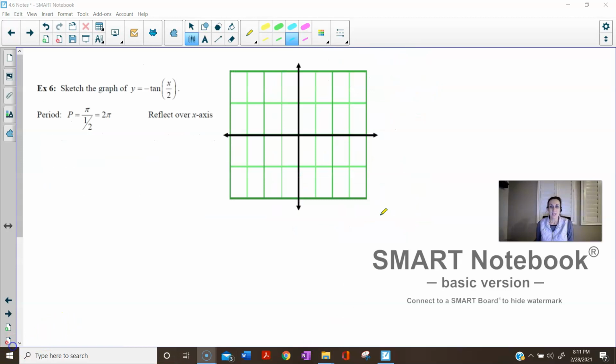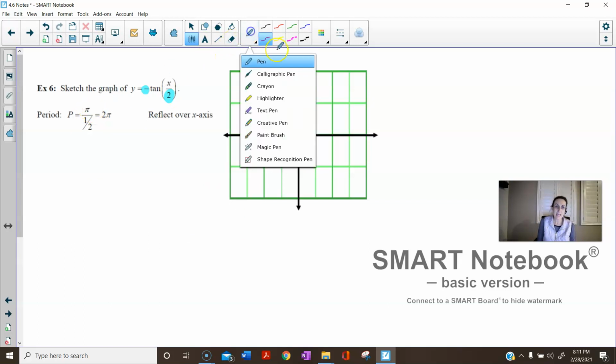I'm going to take the tangent graph and I'm going to flip that graph because of the negative. So it's going to go in the same direction as the cotangent graph. And then I'm also going to change the period. So you guys, I just want to remind you about the period. The period of tangent is usually pi units. But we are going to take pi and divide it by b.